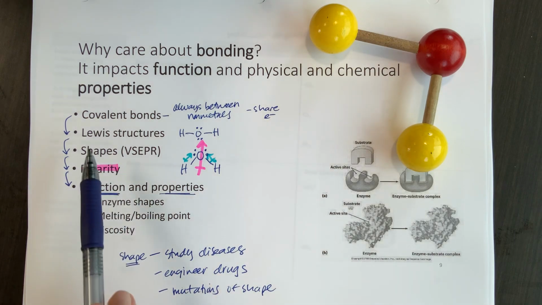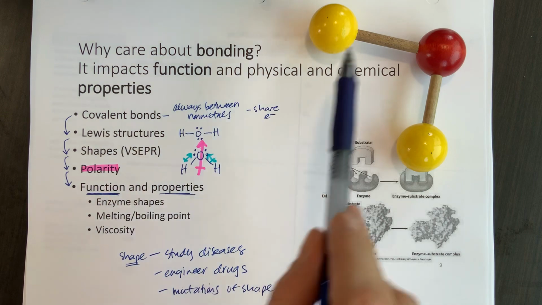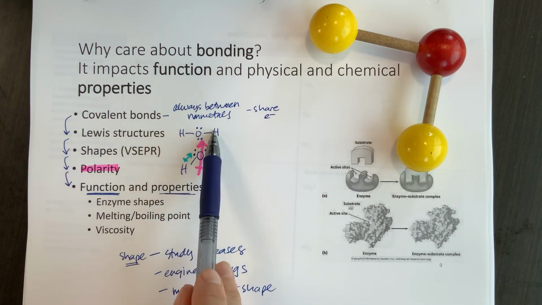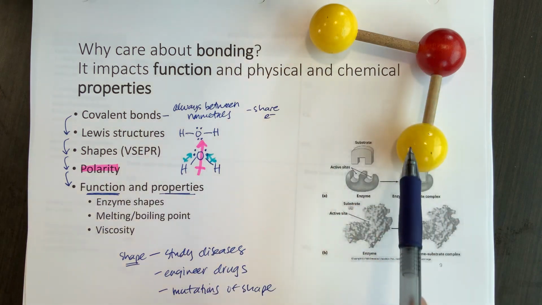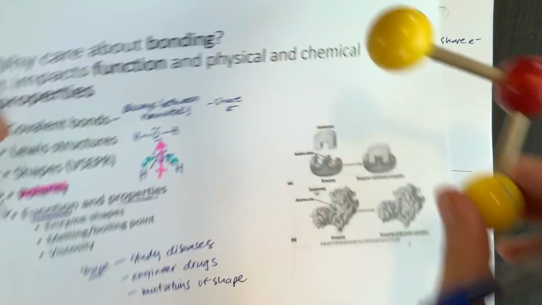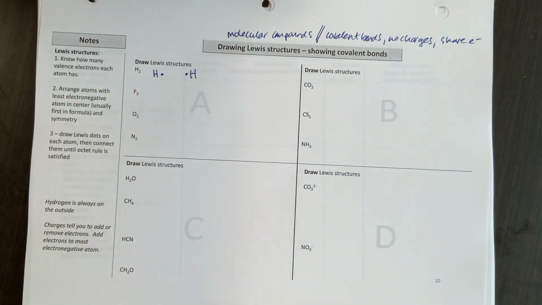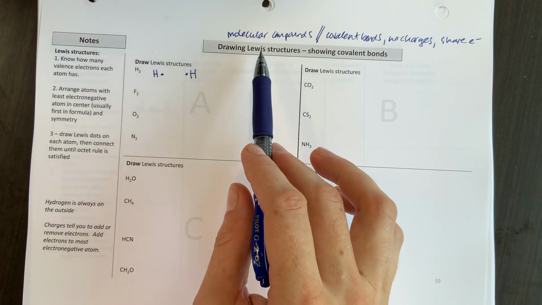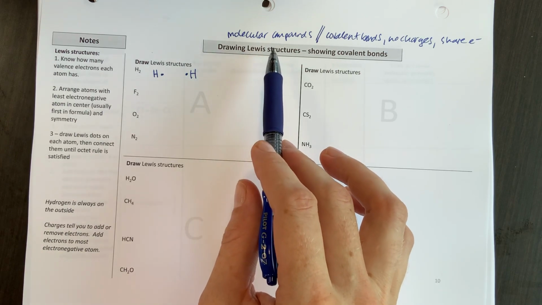We're going to focus now on Lewis structures. So we've got covalent bonds here. We need to be able to draw a Lewis structure first before we can worry about the shapes, the larger shapes, and then the function and the properties. So next page, we are working on Lewis structures, and a couple things about the compounds we're working with here.